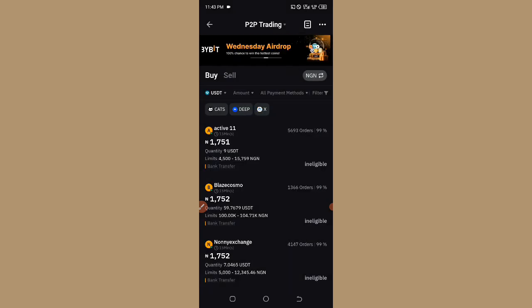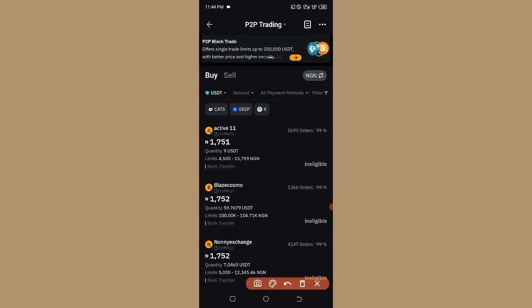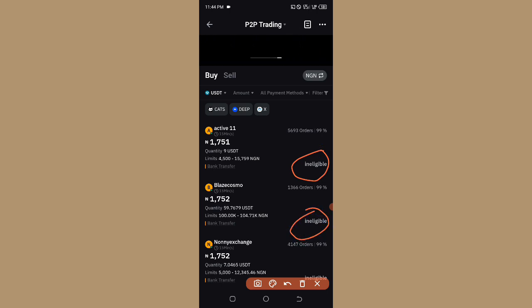You can see filter here. Filter means you want to filter these adverts. All these things you are seeing are called adverts. So you want to filter it so that you bring the ones that you need. It's not all these adverts that you need. For instance, you can see some of these adverts are ineligible, which means we cannot buy coin from these guys. So we want to filter it to give you the ones that you need.